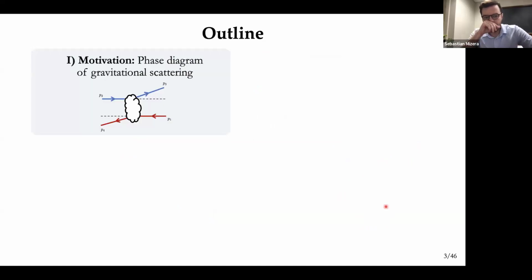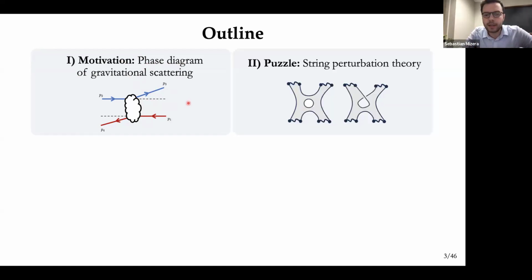And what we're going to do in this talk, I decided to divide it into 4 parts. And in the first one, I will tell you some motivational aspects, why we're doing what we're doing. And I will try to explain to you the so-called phase diagram of gravitational scattering. And I will explain the regime in which we're trying to study.